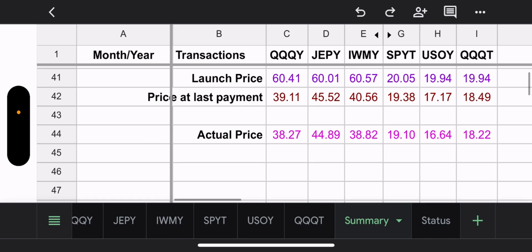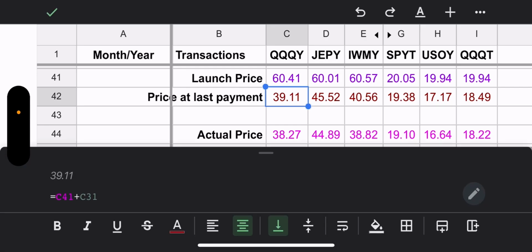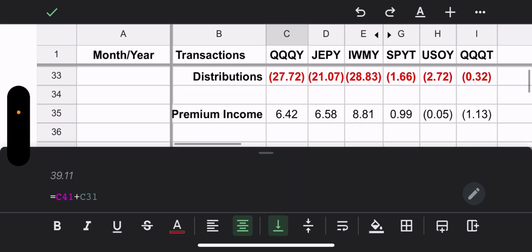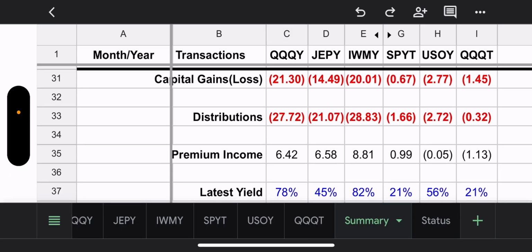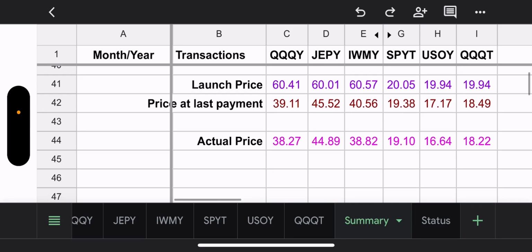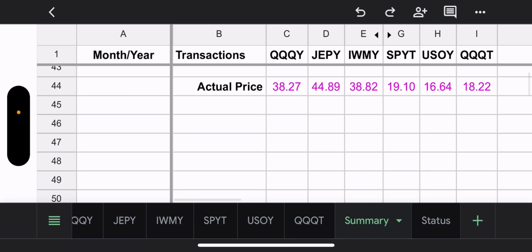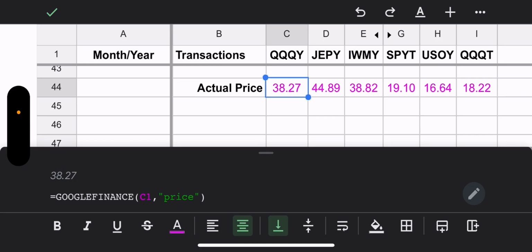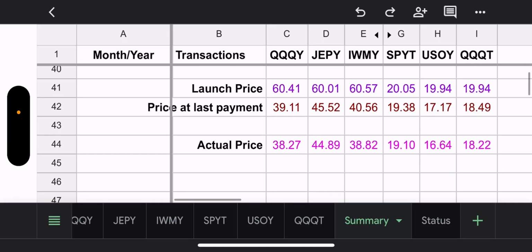So now we have the launch price and then the price at last payment. Let's see if this is C41 plus C31. Okay, so that just shows the drop. All right, so that's still working. Again, I have to make sure my formulas are up to date, and then we just have the latest price. This should be using the current. Yep. All right, so that's the update on the Defiance funds.